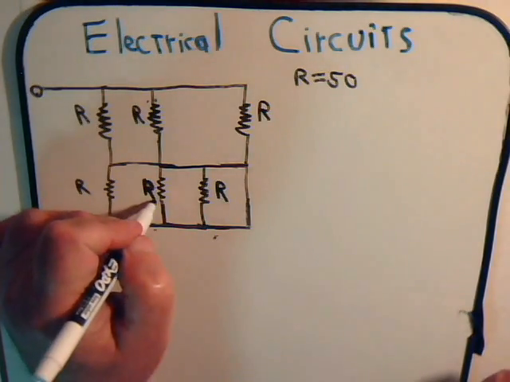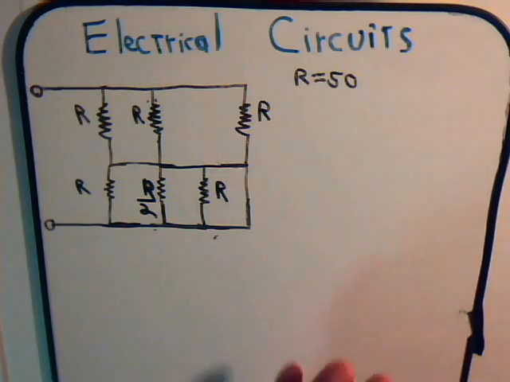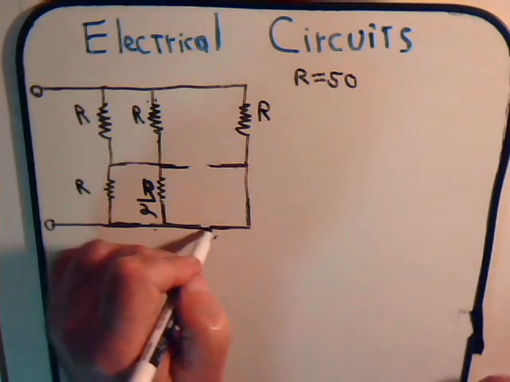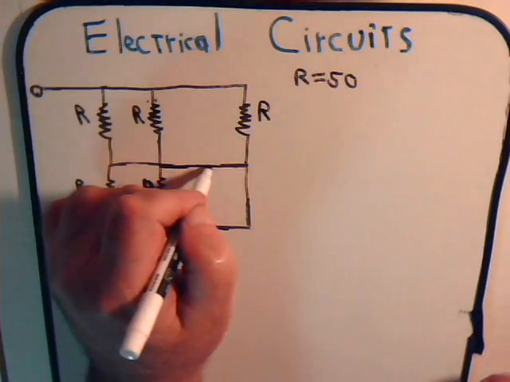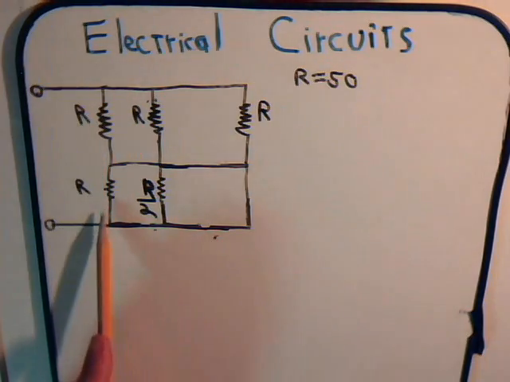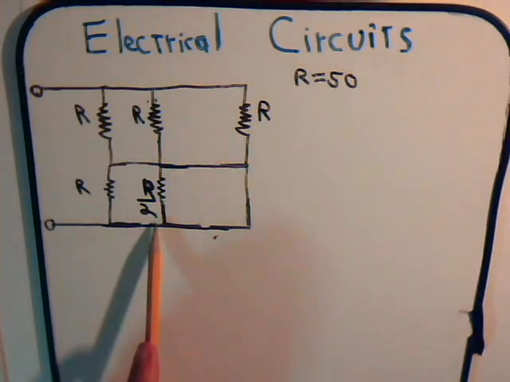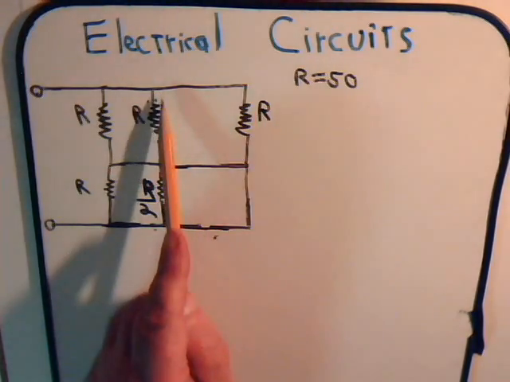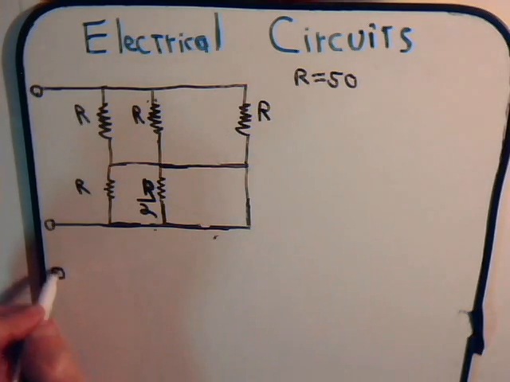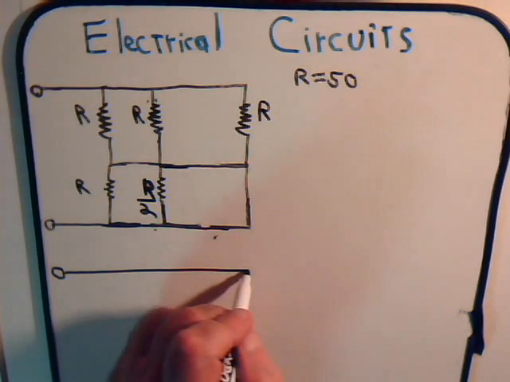Here this is R over 2. And that one we don't need any longer. It's incorporated into this one. So now the circuit looks like this. Now, these are in series. This one is in parallel with these two series resistors. So let's redraw the circuit to emphasize that. We will write it like this.